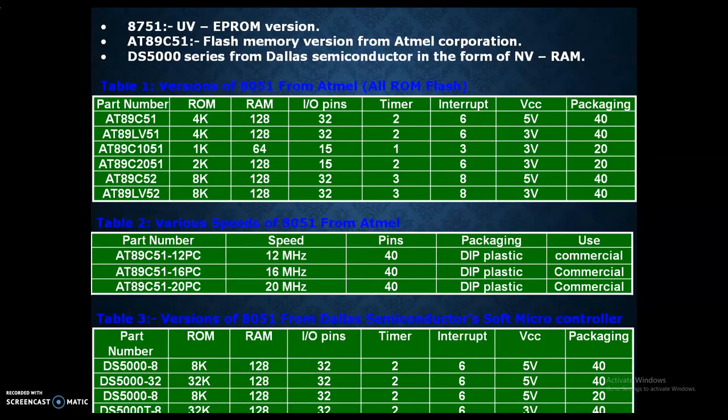So these are some examples of 8051 microcontrollers from Atmel. We are very much focusing on the AT89C51, which has 4 kilobytes of ROM, 128 bytes of RAM, 32 IO pins. This is a total 40 pin IC, the packaging is 40. Two timers are there. 6 interrupt sources: two external, 3 internal, and one is power interrupt, reset interrupt, and it can be operated by a 5-volt supply. So there are some other examples.